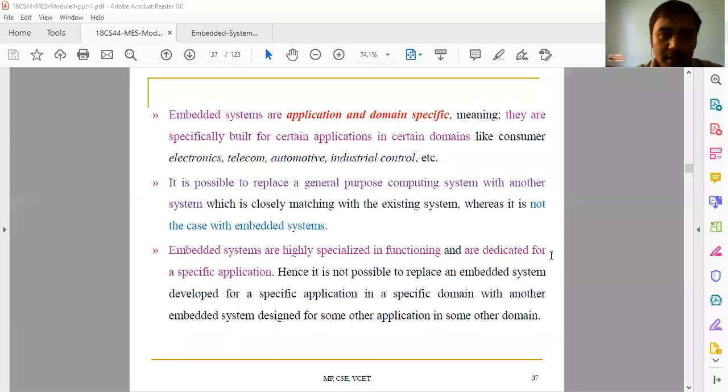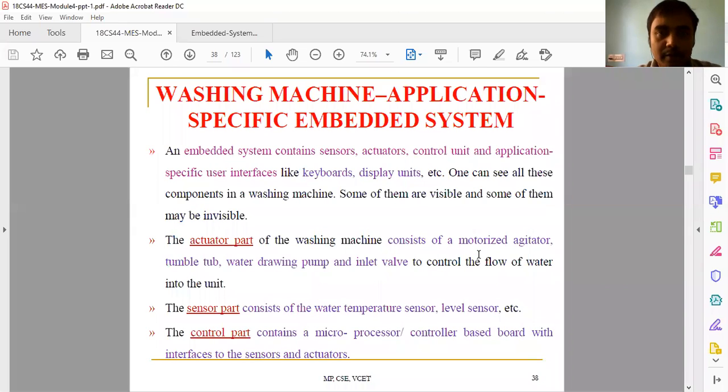Next. He has taken one application, that is washing machine, as an application specific embedded system. Remember, this is used in home appliances or home electronics. We said the washing machine, right? So we know the application of the washing machine is to rinse the clothes, wash the clothes, and dry the clothes, right? So these are the major functions present in a washing machine.